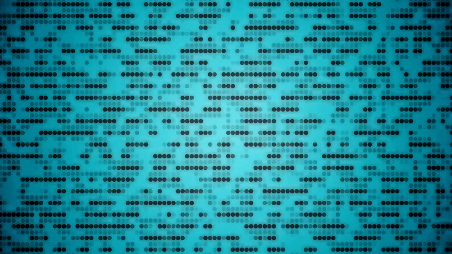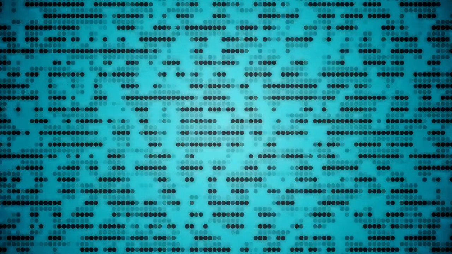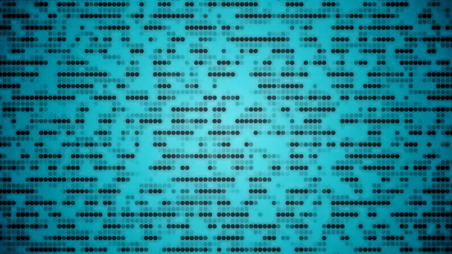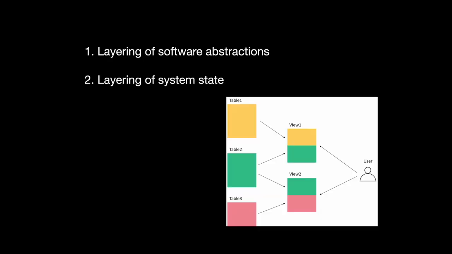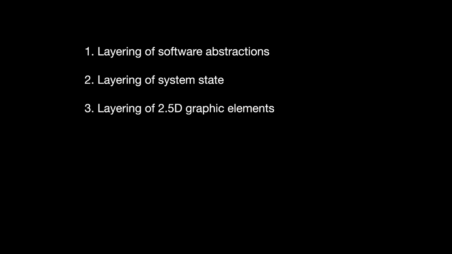Clearly, there's more that could be done, like display the score in any useful way, but this project does what we need. It illustrates layering three ways: layering of software abstractions, layering of system states, and 2.5D layering of graphic elements.